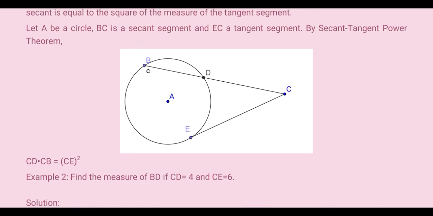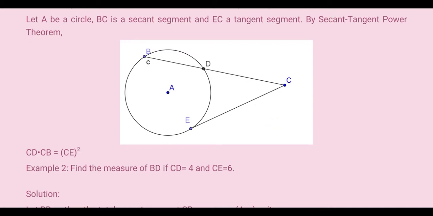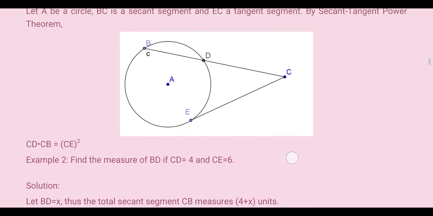So let's have an example here. Find the measure of BD if the measure of CD is equal to 4 and the measure of CE is equal to 6. Take note that BD, which is the one being asked in the problem, is not the total secant segment nor the external secant segment. However, we can still solve this using the secant-tangent power theorem. The first step is to find the total secant segment, and then you find the measure of BD.